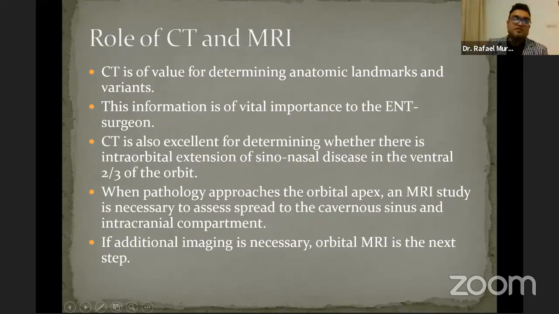So what is the role of CT and MRI? CT is valuable for determining the anatomic landmarks and the variants. This information is of vital importance to the ENT surgeon. CT is also excellent for determining whether there is an intraorbital extension of sinonasal disease, which is very common in the ventral two-thirds of the orbit.